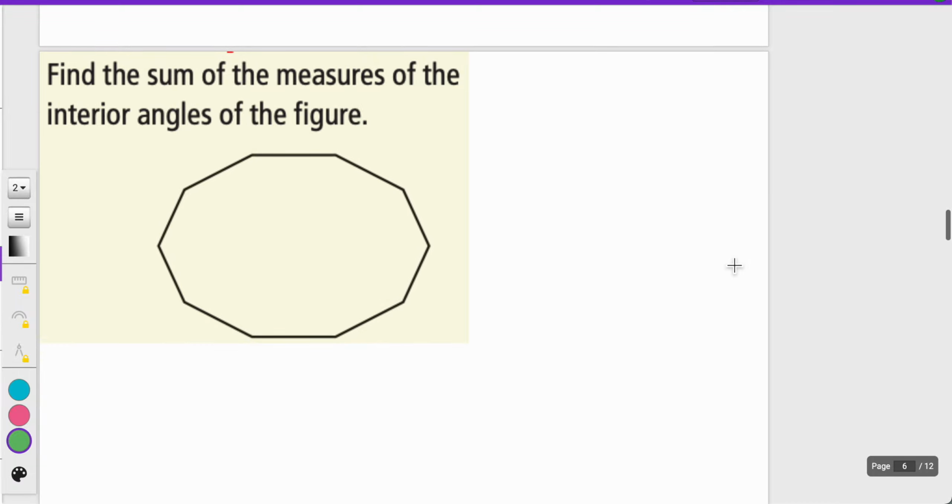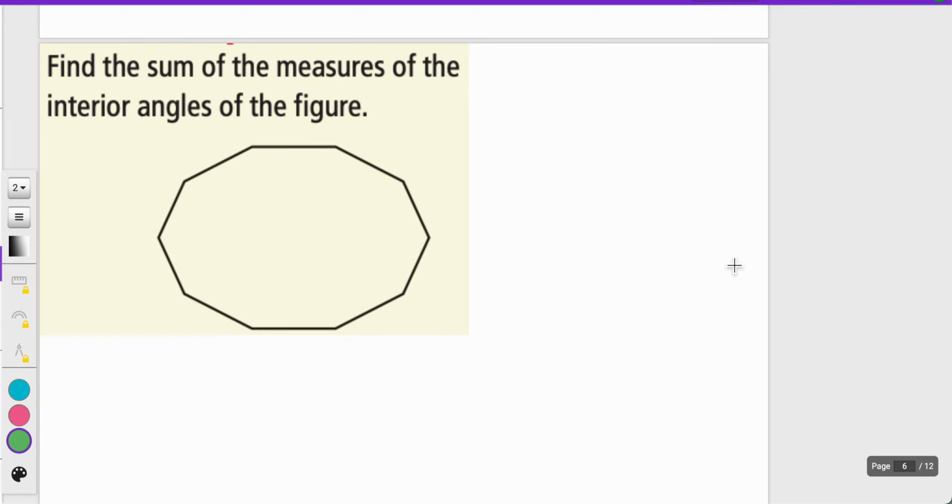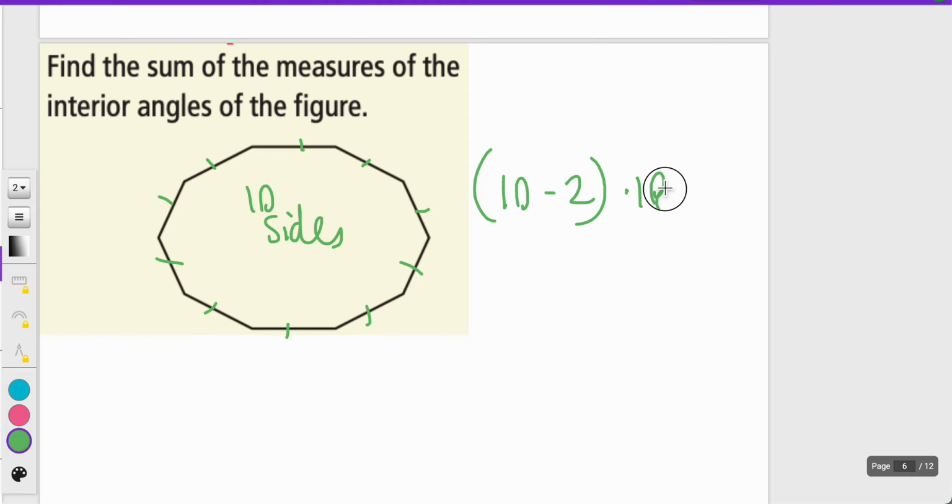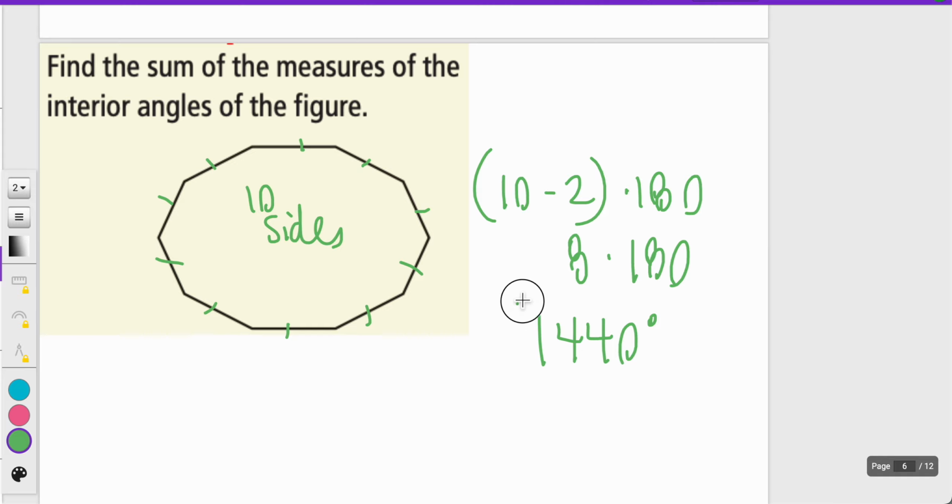So what we're going to try here, it says find the sum of the measures of the interior angles of the figure. What we first have to do is count all of the sides. We've got 1, 2, 3, 4, 5, 6, 7, 8, 9, 10. So we have 10 sides, and we can plug that into our formula. 10 minus 2 is 8, and then 8 times 180 will give us 1,440 degrees. That would be the sum of the measures of all interior angles.